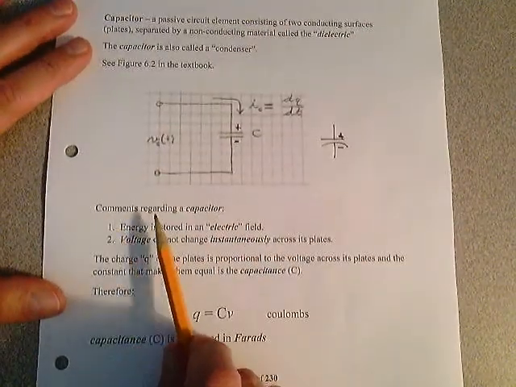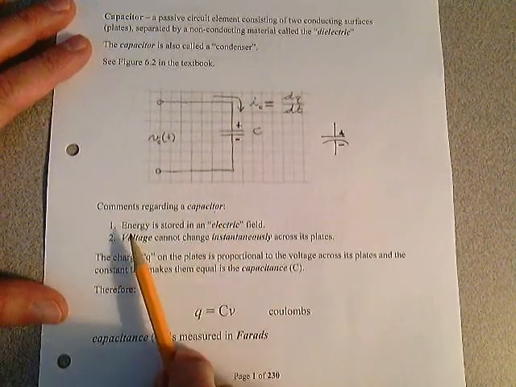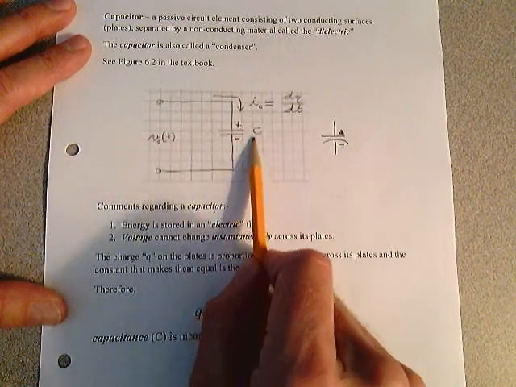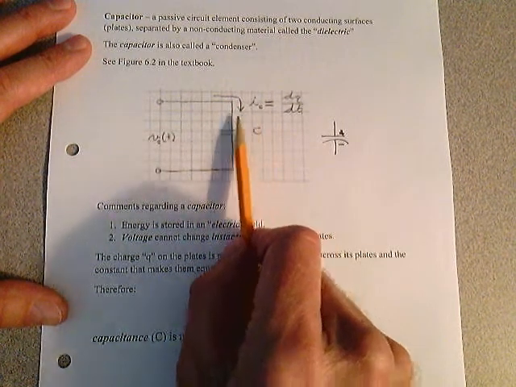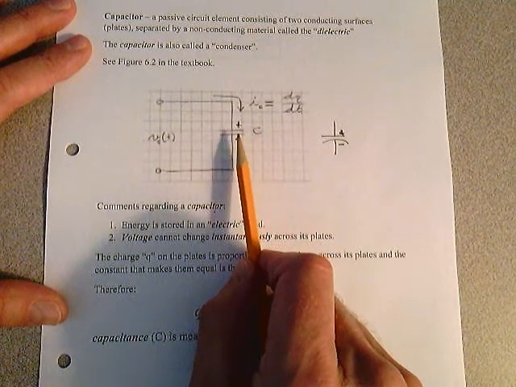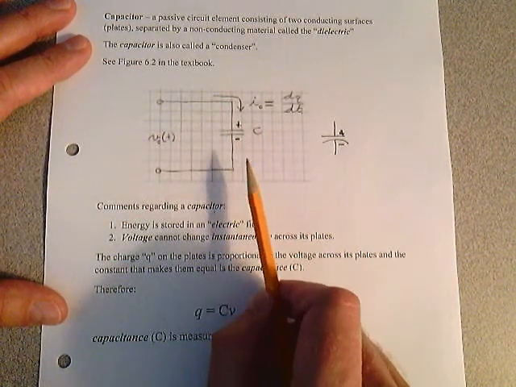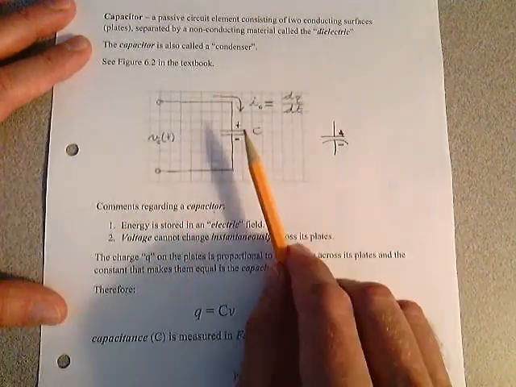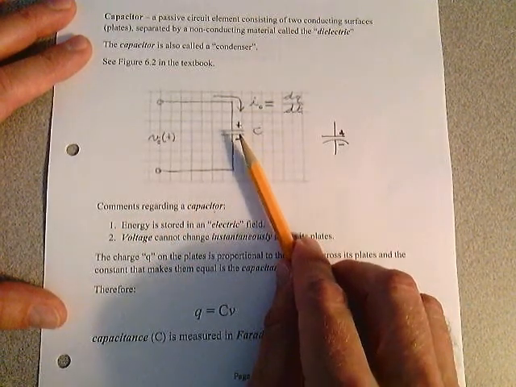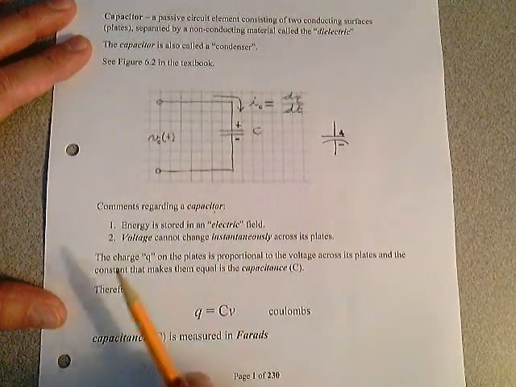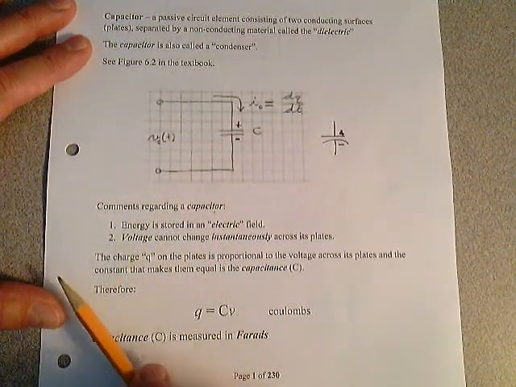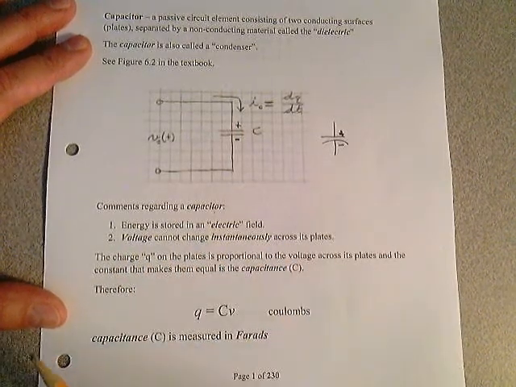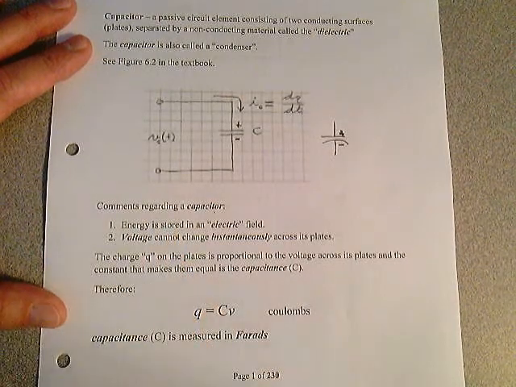Comments regarding a capacitor. Energy is stored in an electric field on that capacitor. You're going to find out with a coil or an inductor, energy is stored in a magnetic field, an electromagnetic field. But with the capacitor, energy is stored in an electric field. And the second comment regarding a capacitor is that voltage cannot change instantaneously across its plates. These are both very important concepts.